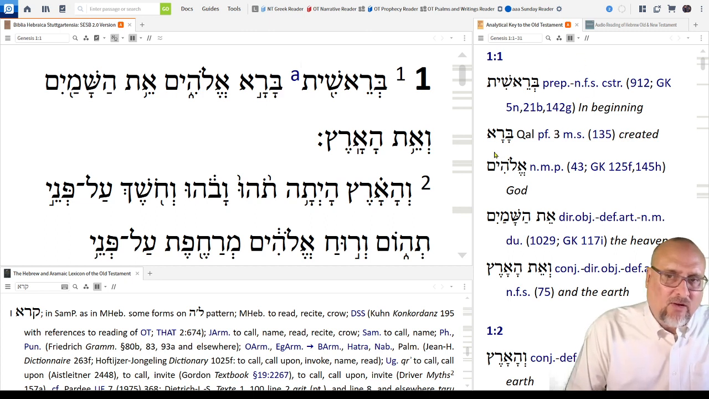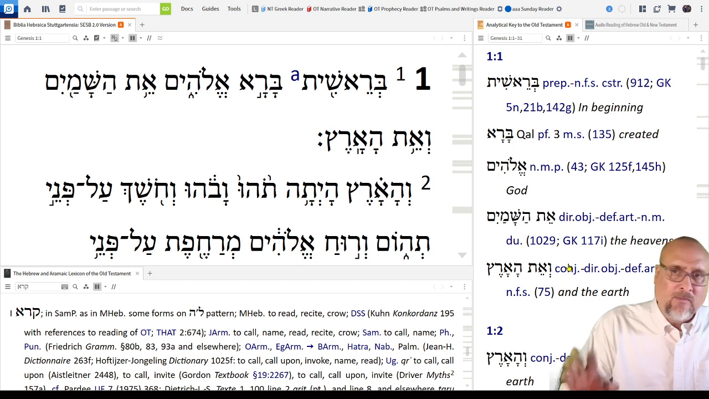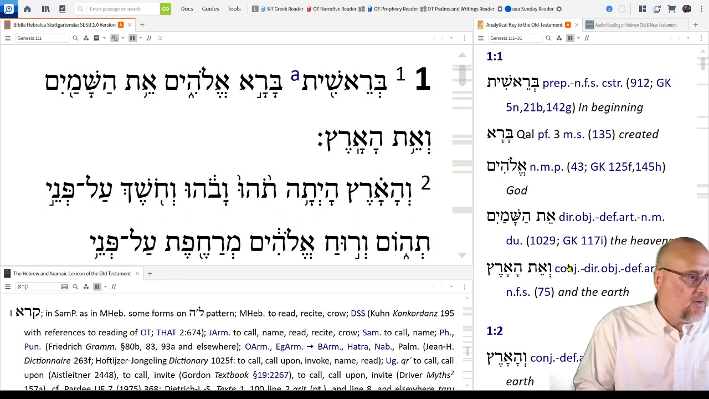This is as close to Zerwick as you can get for the Hebrew Bible. If you're familiar with studying Greek, there's a tool called Zerwick's Grammatical Analysis, and it's just solid gold if you want to read Greek. This Analytical Key is as close as you can get to that for Hebrew.